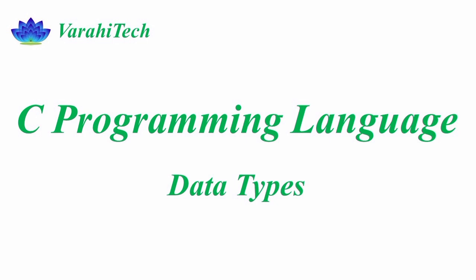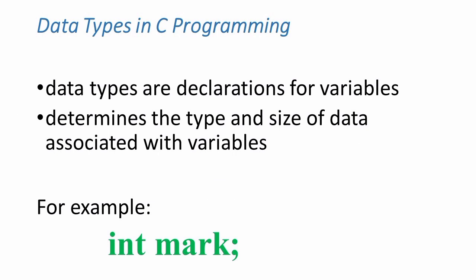In this video, you will learn about basic data types such as int, float, char, etc. in C programming. In C programming, data types are declarations for variables. This determines the type and size of data associated with variables. For example, int marks. Here, marks is a variable of int or integer type. The size of int is 4 bytes.